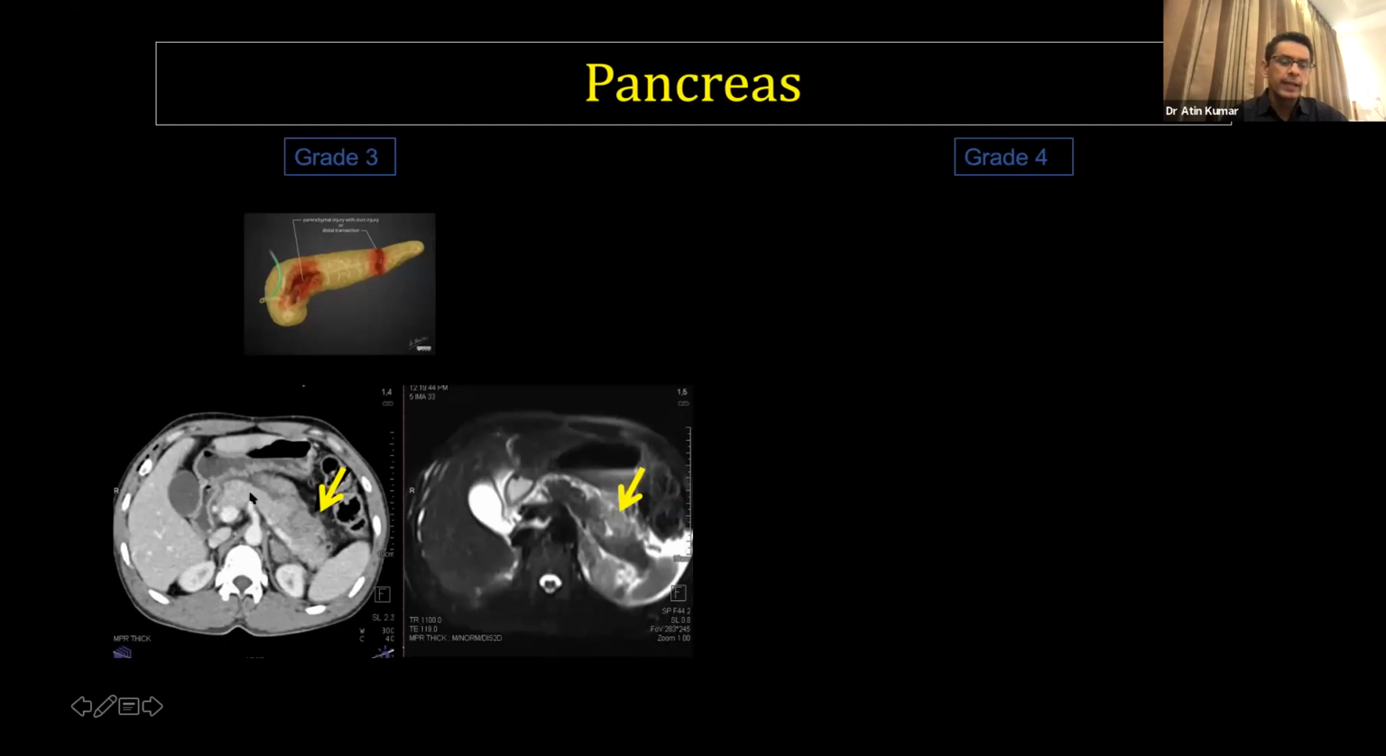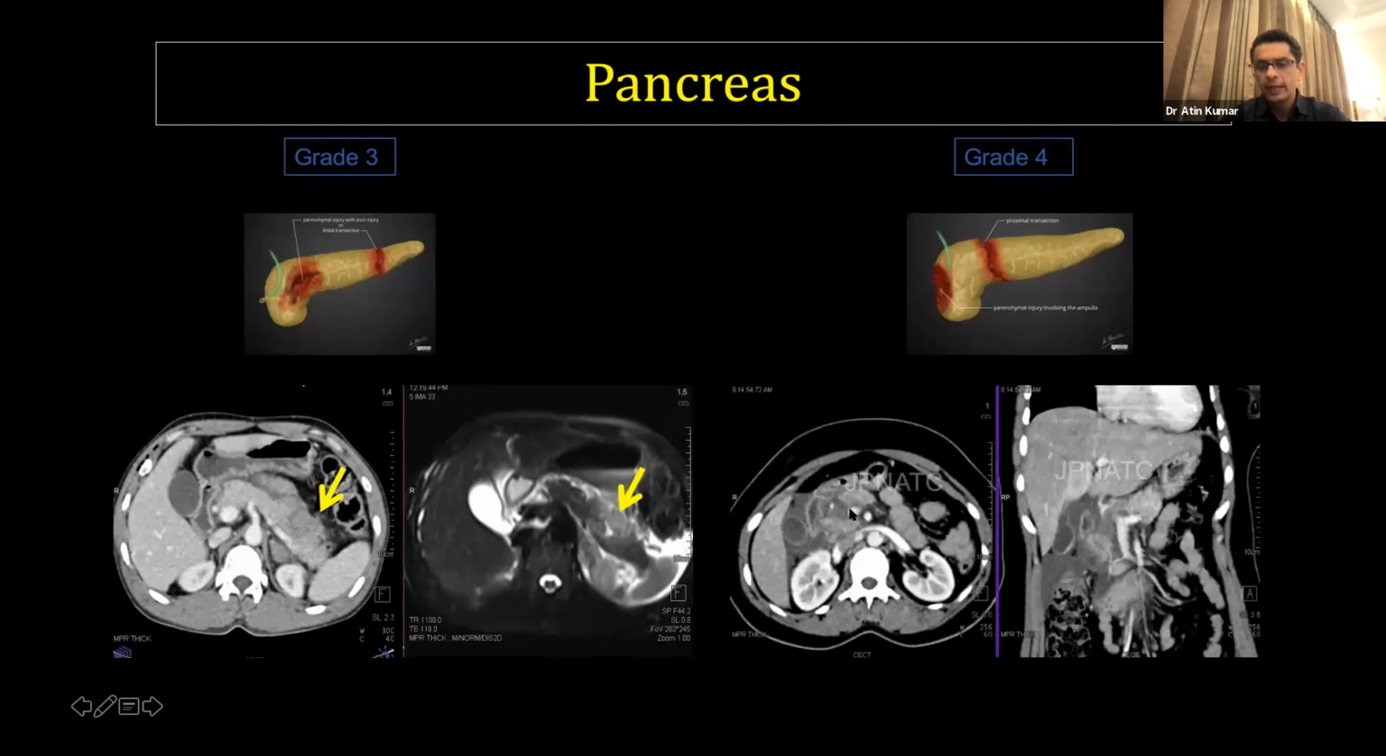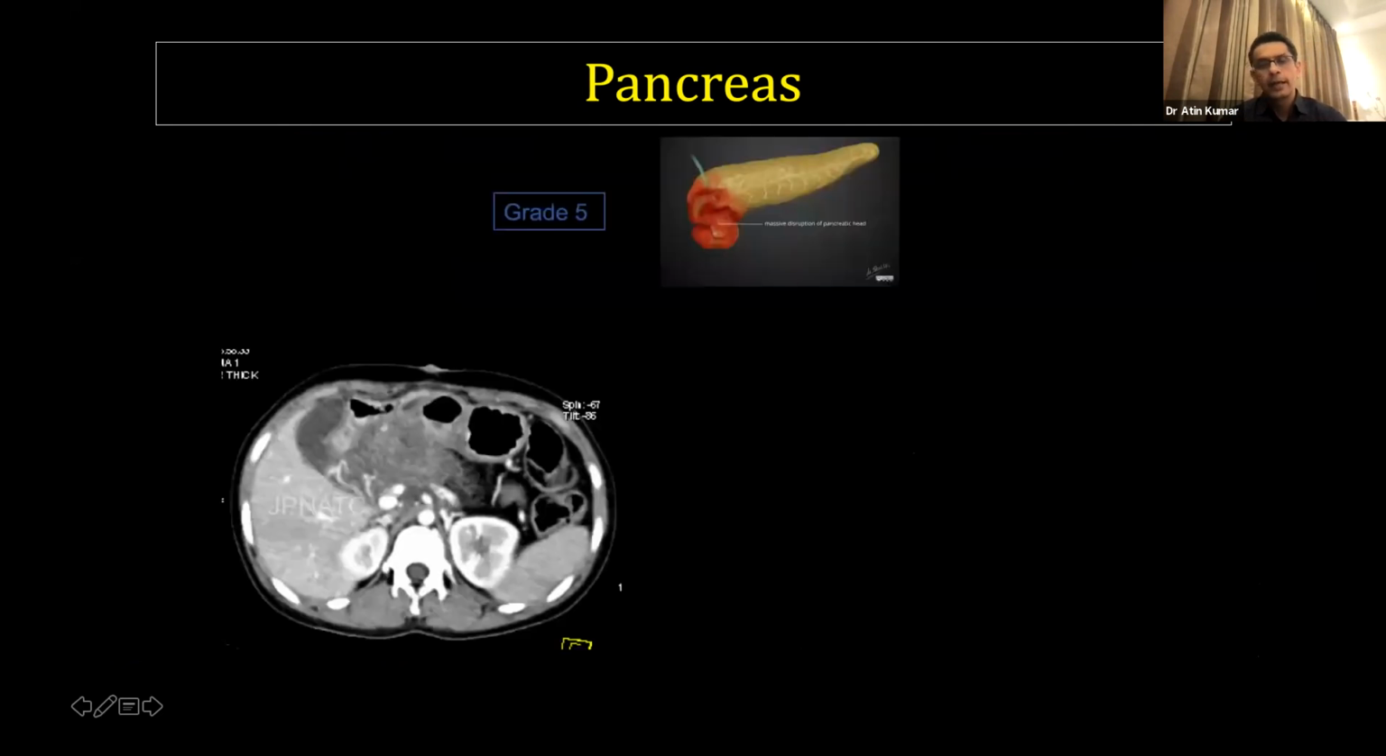The splenic vein and the SMV confluence is taken as the landmark. Anything to the left of it is classified as grade 3 injury, and anything to the right of it, if it is involving the main pancreatic duct, is classified as grade 4 injury. In this case, there was a laceration in the head of the pancreas, that is to the right of the confluence of the SMV and the splenic vein, which was involving the main pancreatic duct. This is a grade 4 pancreatic injury.